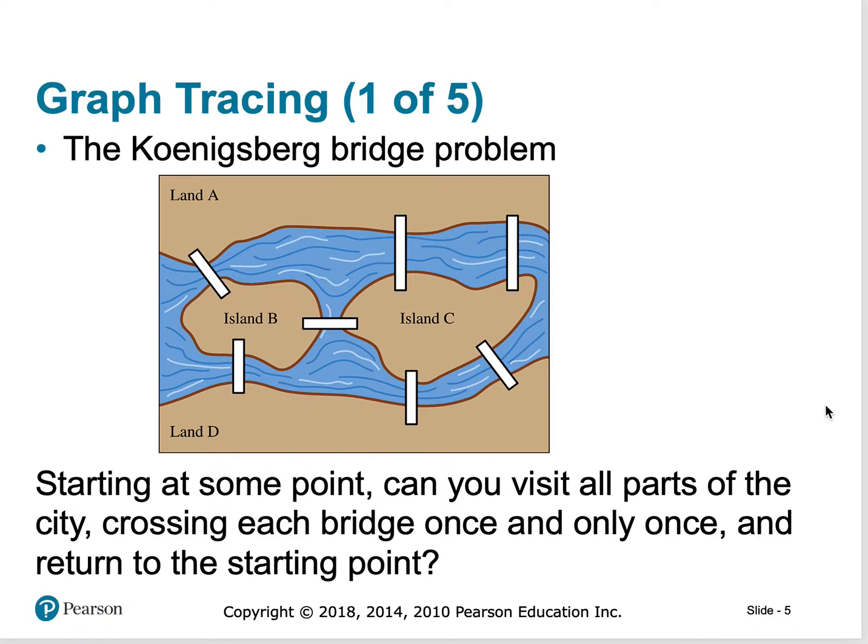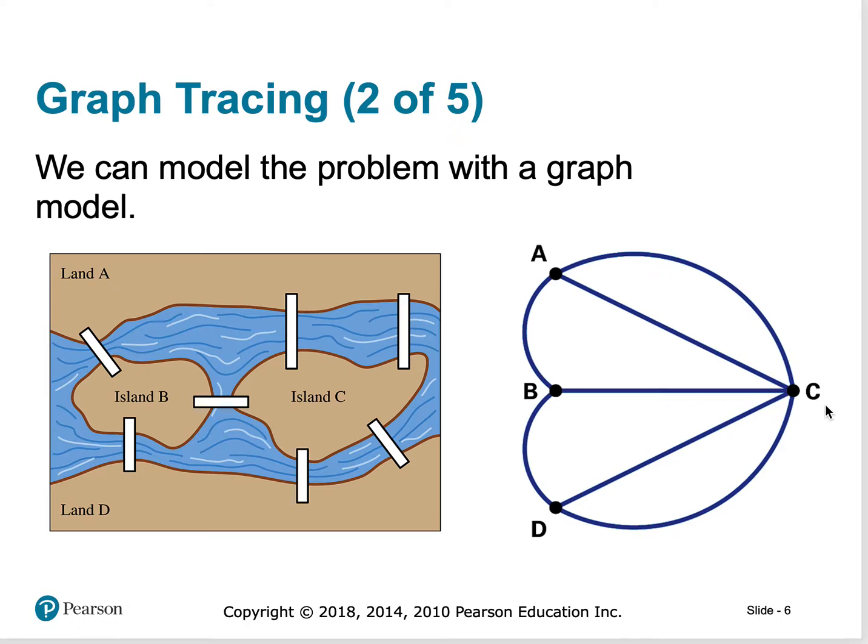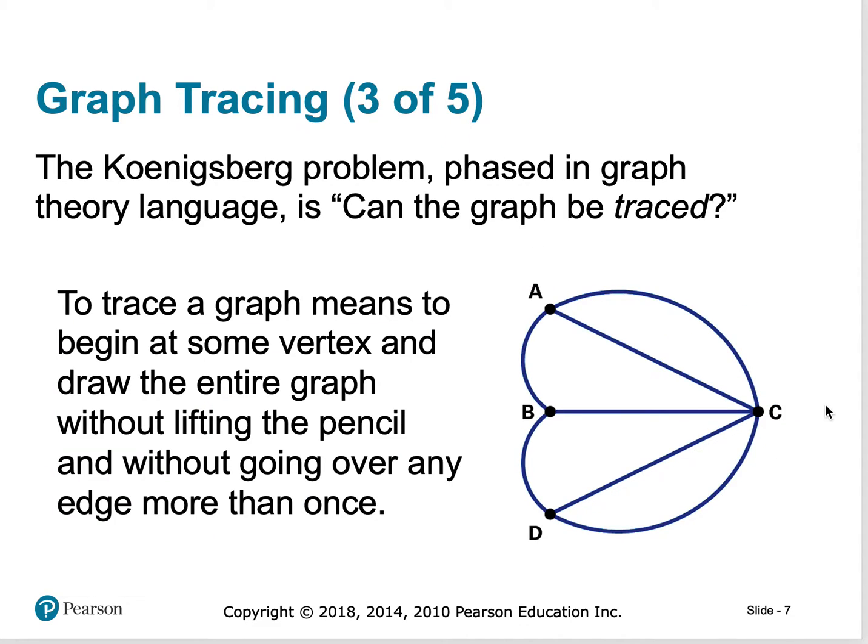Starting at some point, is there a way to visit all the parts of the city by crossing each bridge once and only once? So this is like those social media games where you're trying to get from point A to point B and not overwrite or swipe over what you've already done in a maze. If I look at the graph model, I can just draw this out with a connection of points rather than having the full scale image.